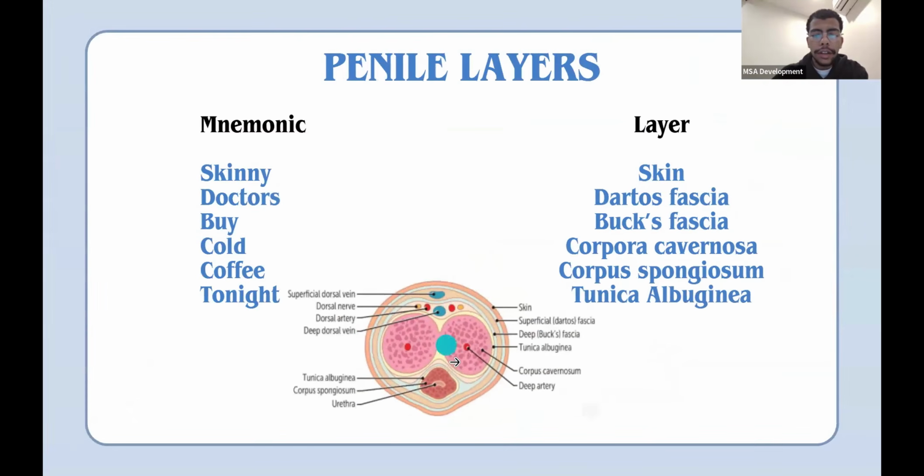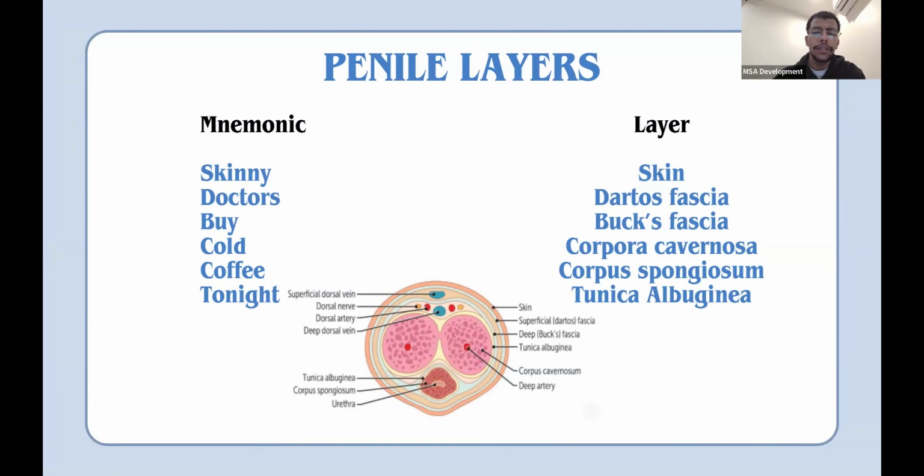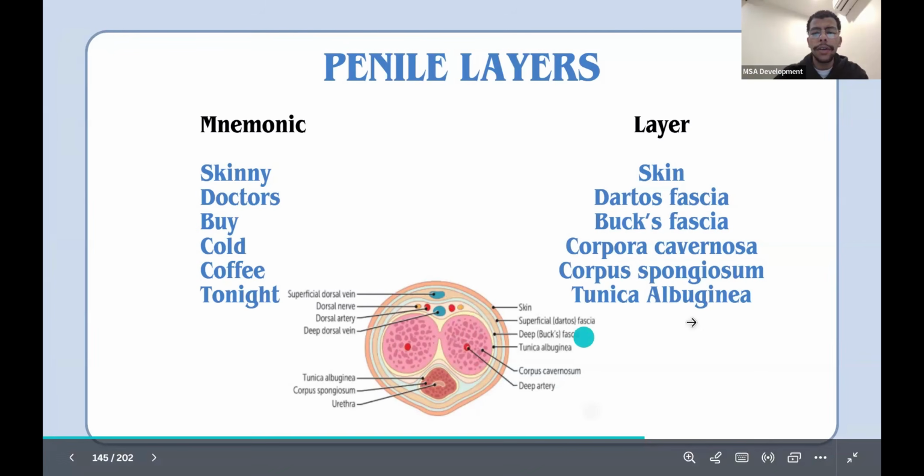And we mentioned that the thing that makes the penis erect is basically the deep artery dilates and blood rushes into it and it fills the corpus cavernosum. Okay.